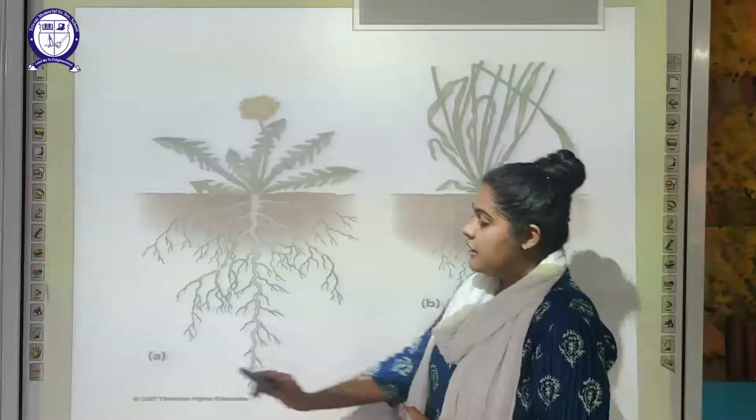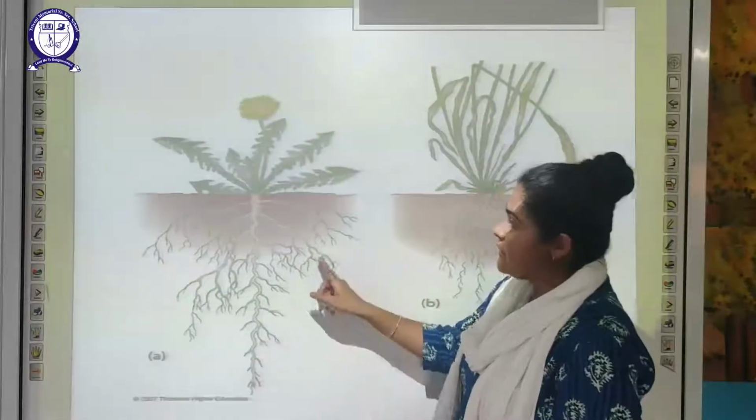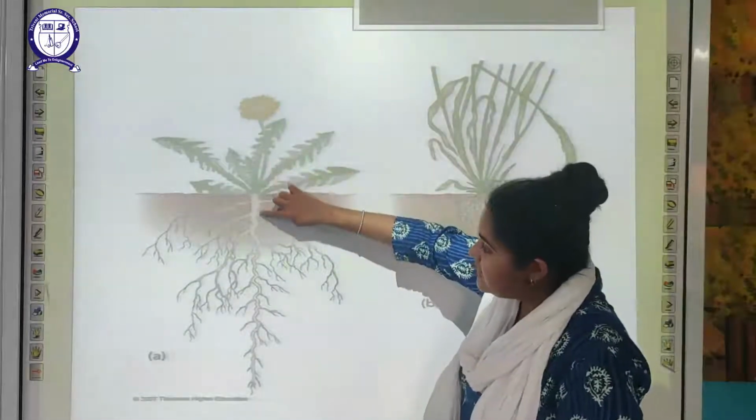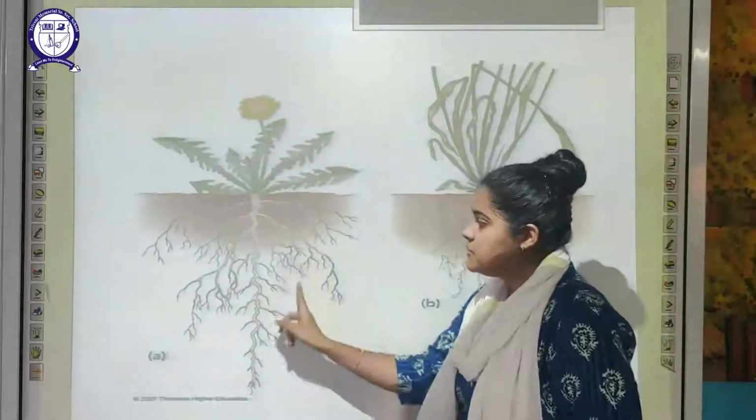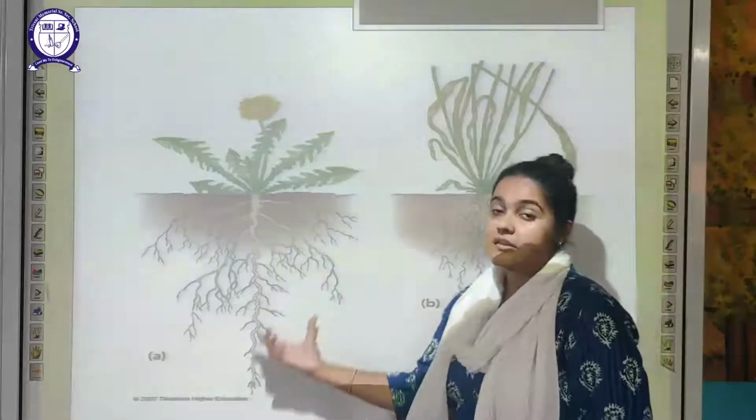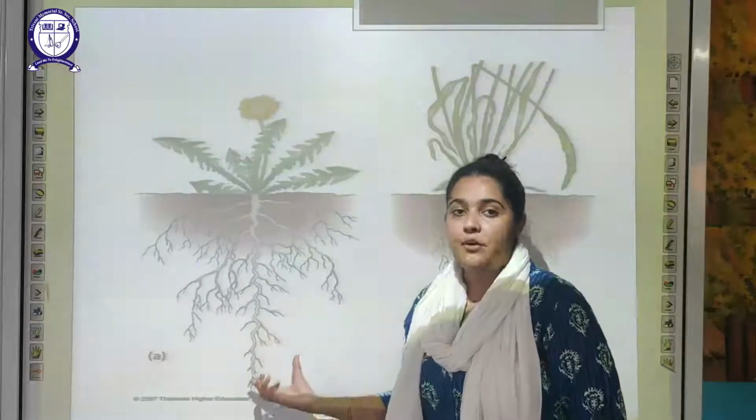So students, give it a try. Let me explain to you. In option A, as you can see, there is one main root which is going deep inside the ground, and it has many branches coming out from it. So this is which type of system, students? This is a taproot system.